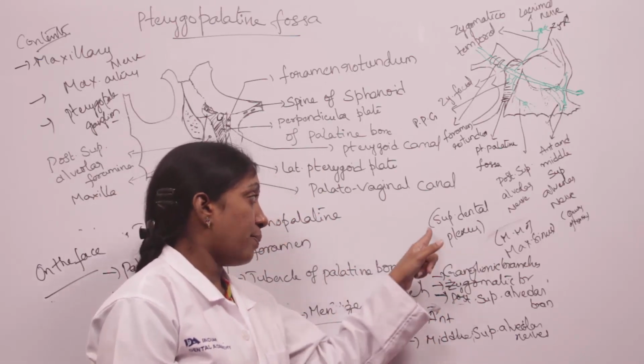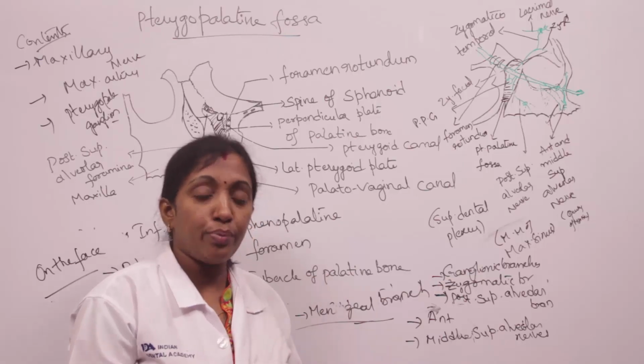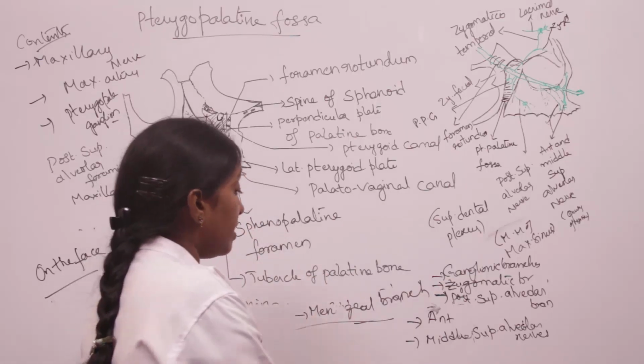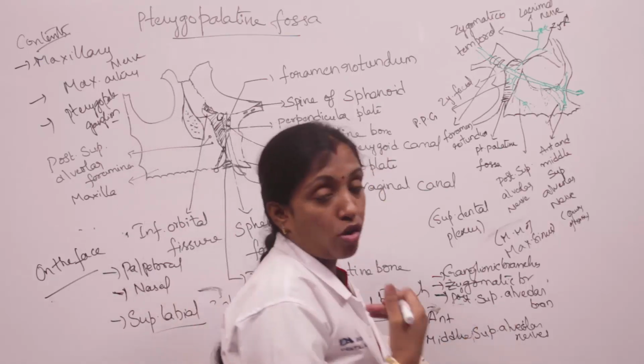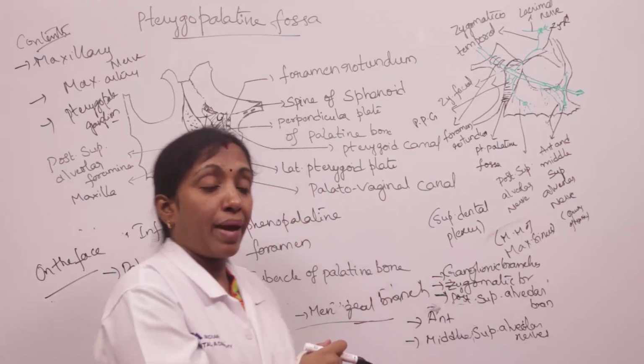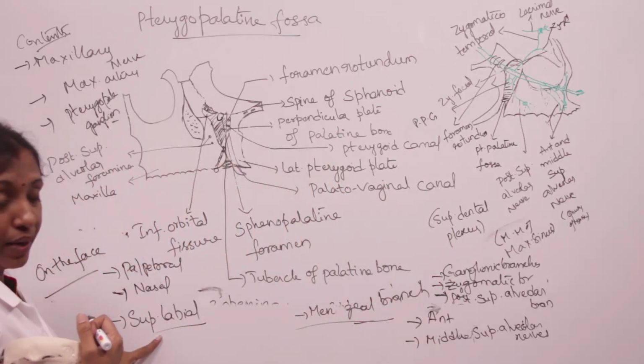The dental branches participate in the superior dental plexus, and the nasal branches supply the mucous membrane of the lateral wall of the nose up to the opening of the maxillary sinus, and the middle superior alveolar nerve also participates in the superior dental plexus. And coming to the terminal branches of the maxillary nerve, it gives three terminal branches: palpebral, nasal and superior labial.